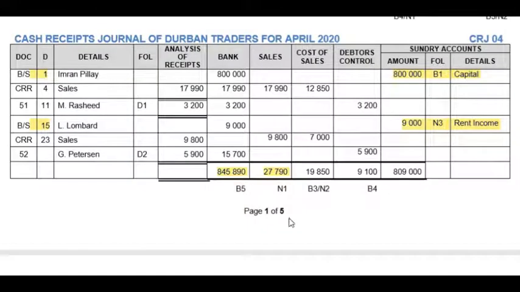The next column that I need to post is the cost of sales column. Now remember, this is the exception to the CRJ rule because the cost of sales value is not recorded in bank. So this value must go to two places. It's the only value in the CRJ that we take to two accounts. It goes to the debit side of cost of sales and the credit side of trading inventory.